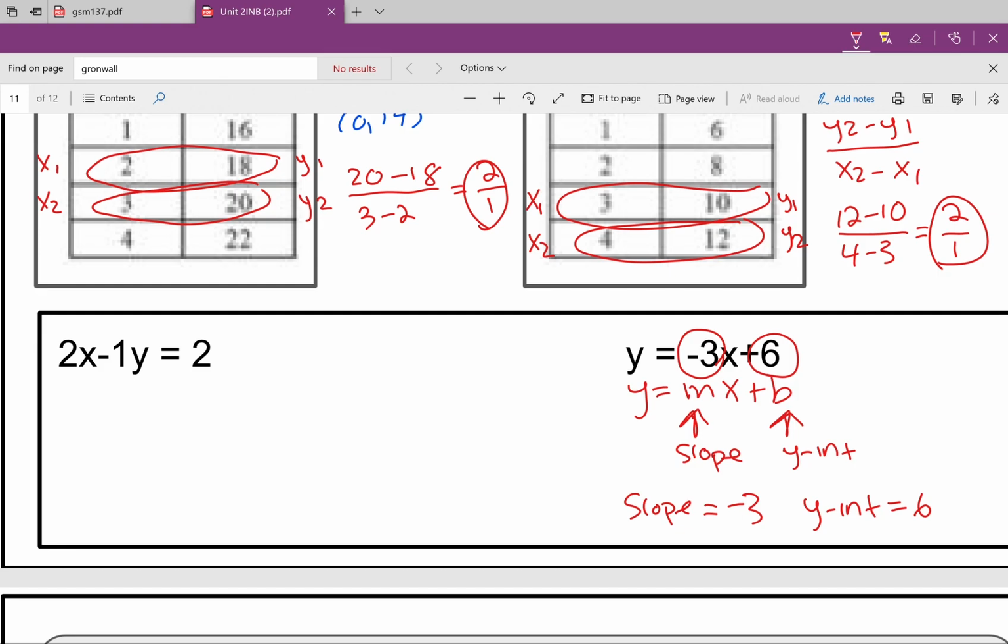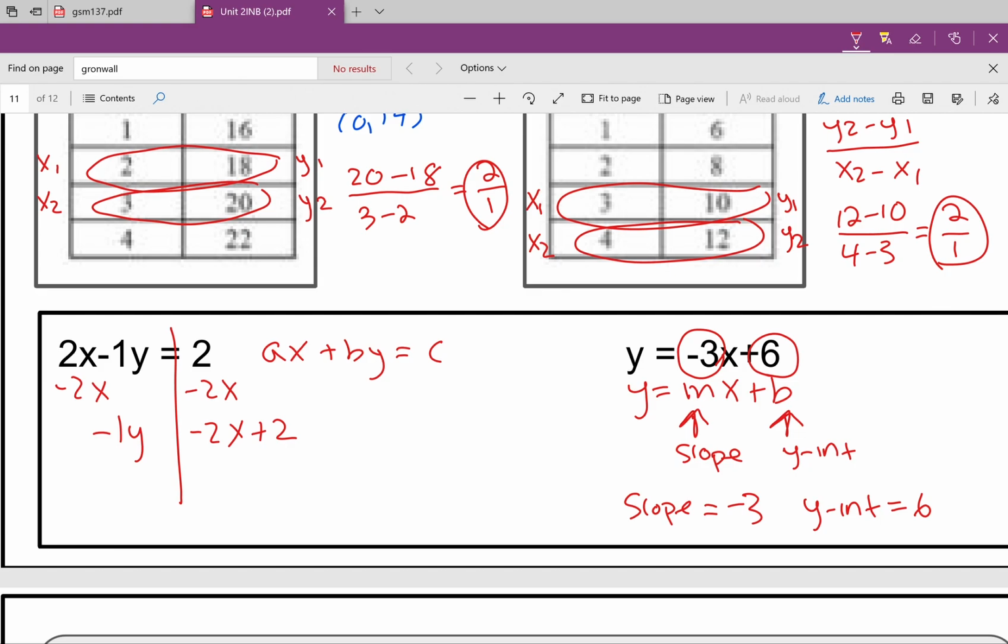However, if we look at the first equation, it's a little trickier because it is not in the form y equals mx plus b. It's actually in standard form, which is ax plus by equals c. So what we need to do is get y by itself. And if you guys remember from Unit 1, this is called literal equations. So if I'm going to get y by itself, the first thing I need to do is subtract 2x to the other side. When I subtract 2x, I notice that these terms are not similar, so I cannot combine them. So I have -1y is equal to -2x plus 2.